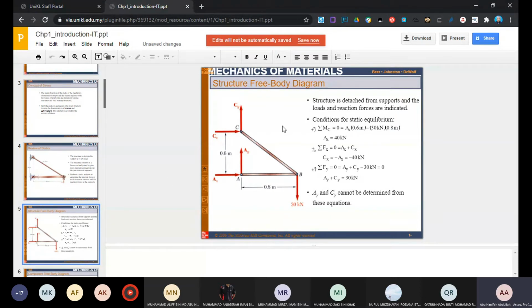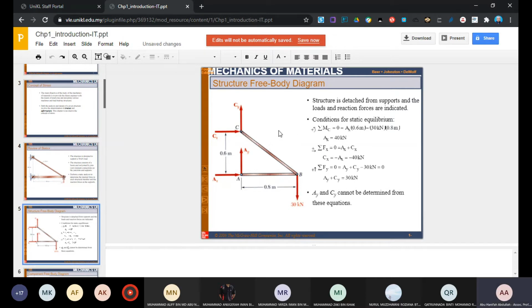And the direction here is positive. Look at here, positive. If we go the other way around, it will be negative. So in this situation, we're going anti-clockwise. Anti-clockwise motion is positive. So Ax times 0.6, and minus, and 30 here times 0.8.